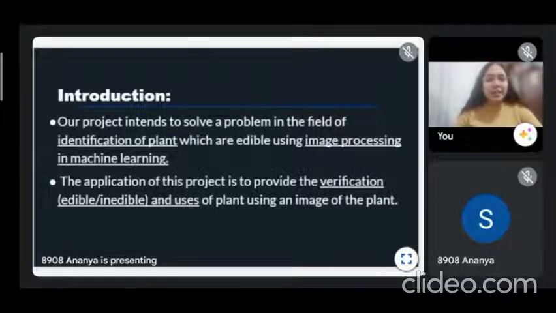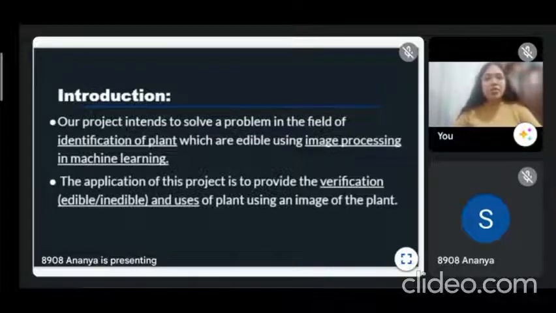Our project intends to solve a problem in the field of identification of plants which are edible using image processing and machine learning. The application of our project is to provide verification for whether a plant is edible or not. There are many plants in nature, but all look the same and are hardly distinguished from each other. Sometimes they can be poisonous if consumed without any precautions, which can cause death or may have negative effects.